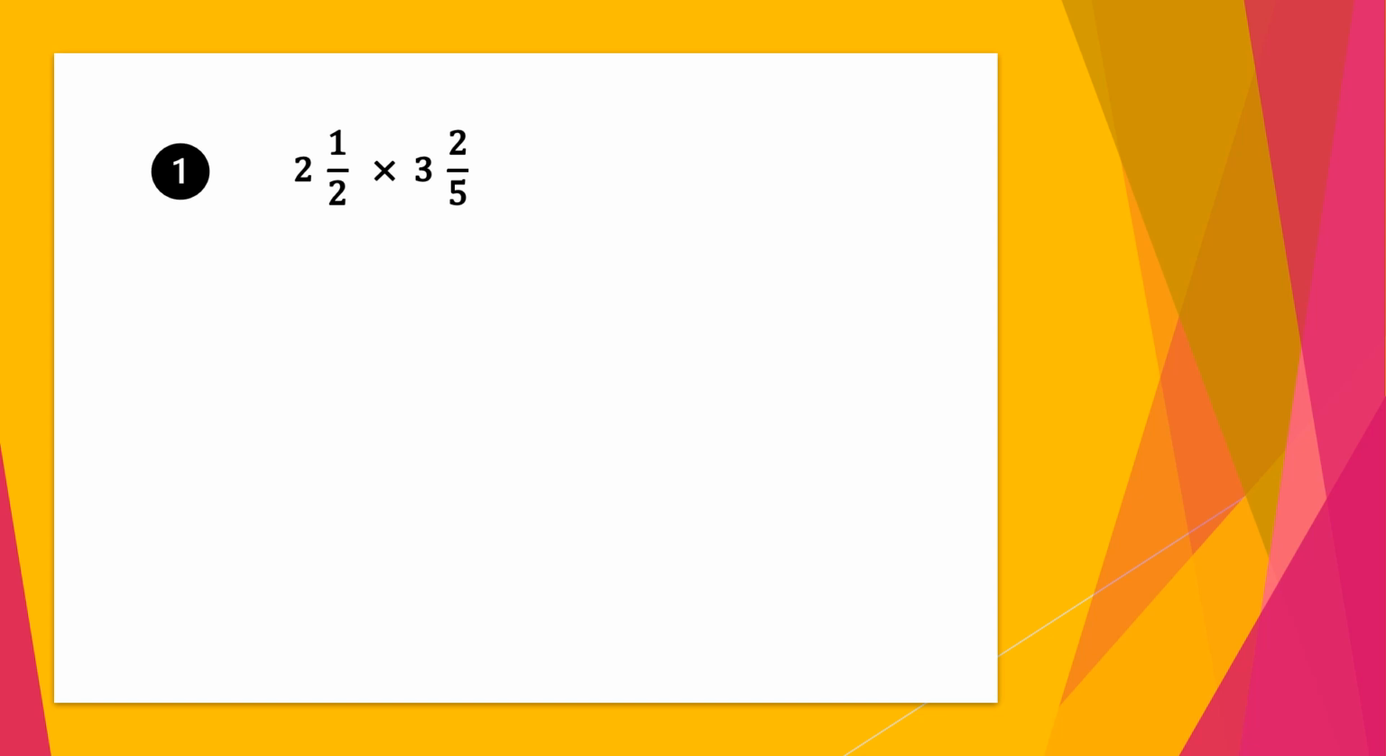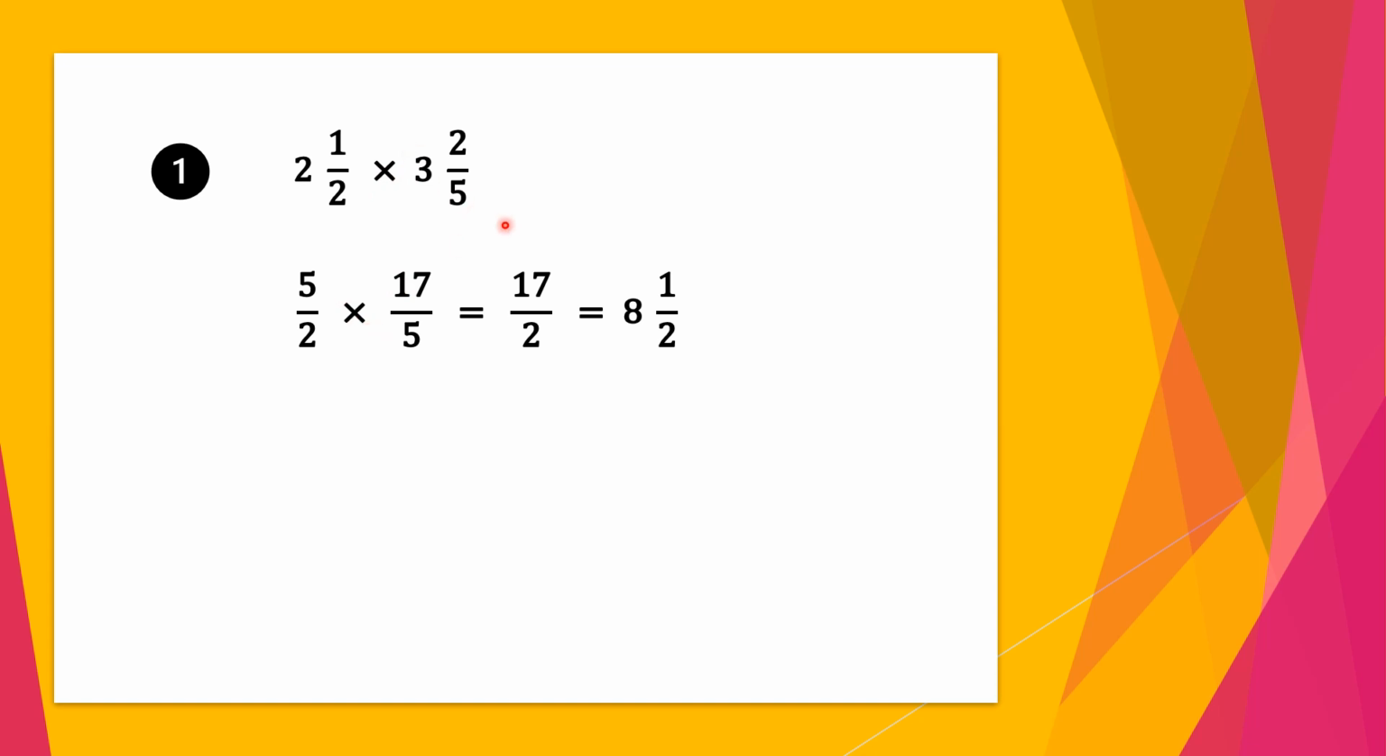Whenever we have a mixed fraction, the first thing we do is convert it into a normal fraction. So what we do, we multiply our denominator by the whole number and add our numerator. So 2 times 2 is 4, add 1 is 5. So we bring our denominator 2 as it is. And we bring our multiplication sign as it is.